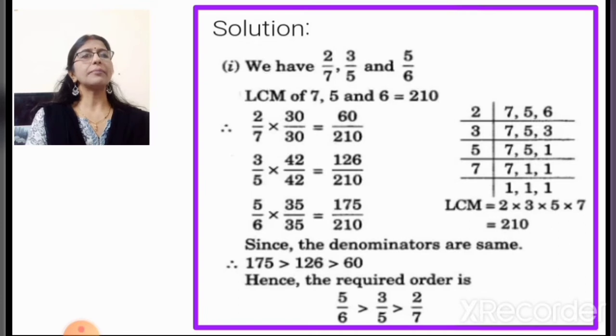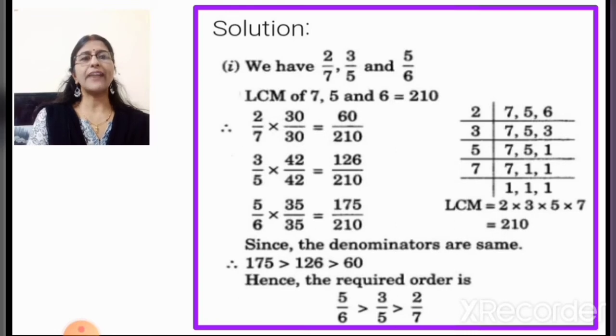So 7 will not be divided, so we'll write 7 as it is. 5 also will not be, we'll write 5 as it is. And 6, you can divide it by 2. 2 3s are 6. And then next we'll take 3. 7 will not be divided, so we'll write 7 as it is. 5 also same like that. But 3 1s are 3, we can write.